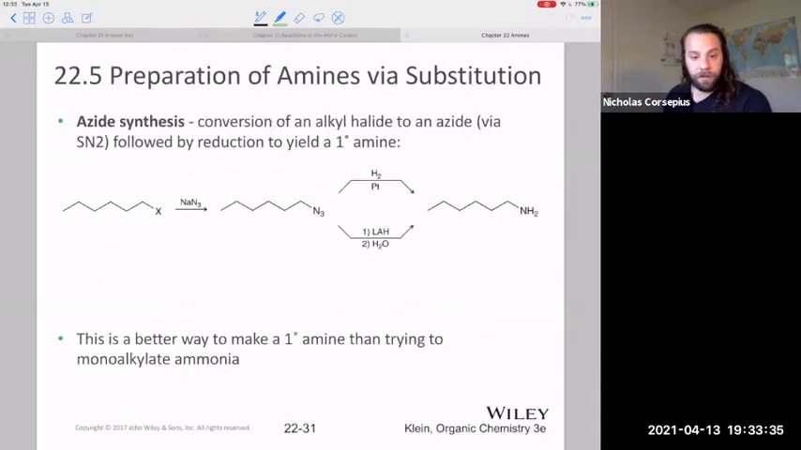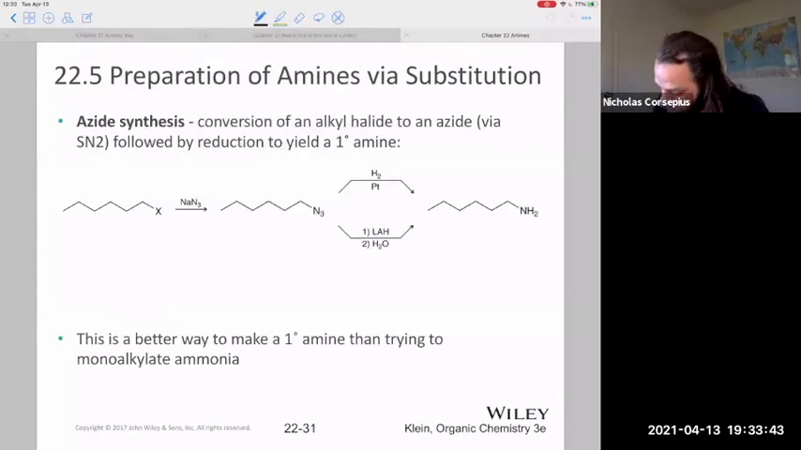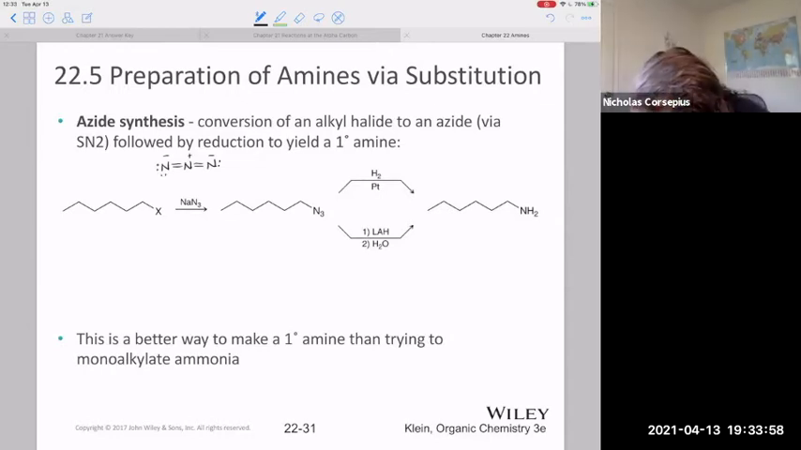One more method for creating a primary amine, and this is a new one for us, is called azide synthesis. Azide is N3, but how that looks is actually kind of crazy. You have these nitrogens, all of which have a formal charge associated with it. Actually, there's two pairs on these, all of which have a formal charge associated with it.